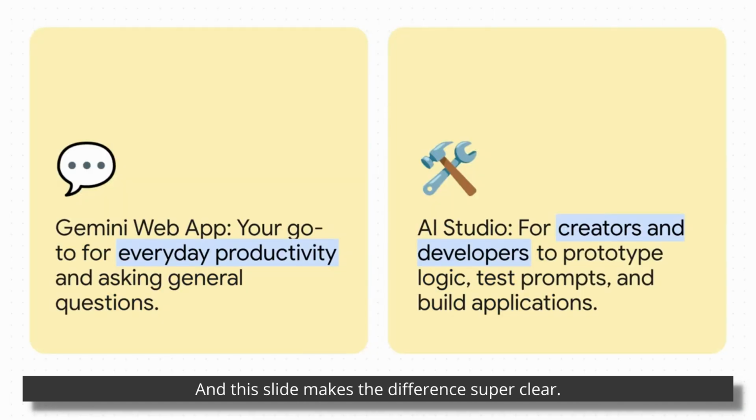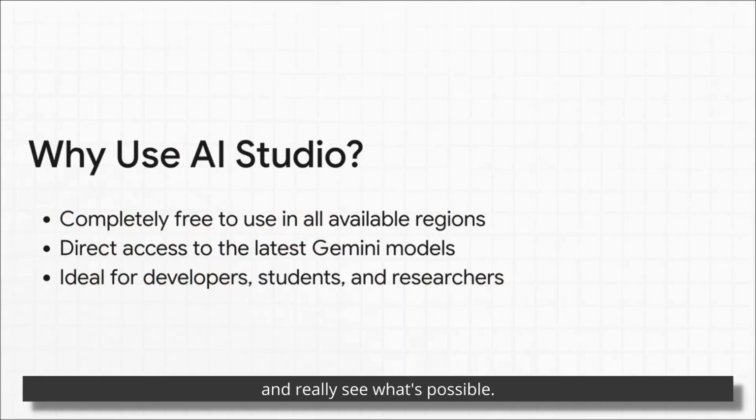And this slide makes the difference super clear. The regular Gemini web app, that's for your everyday things. Asking questions, summarizing an article, you know the drill. AI Studio, on the other hand, is for building. It's the workshop you go to when you want to prototype the brains for a new app and really see what's possible.